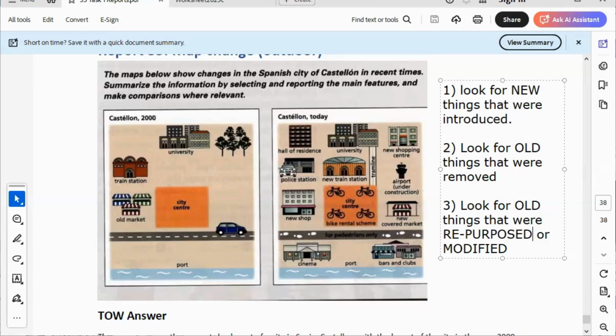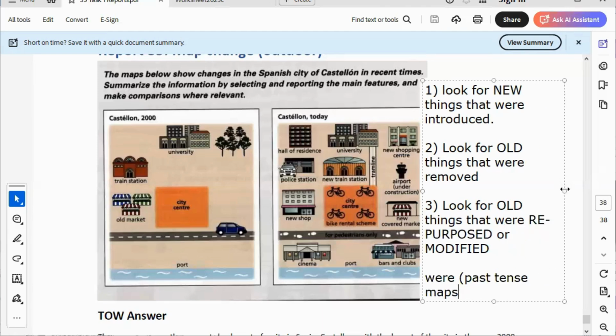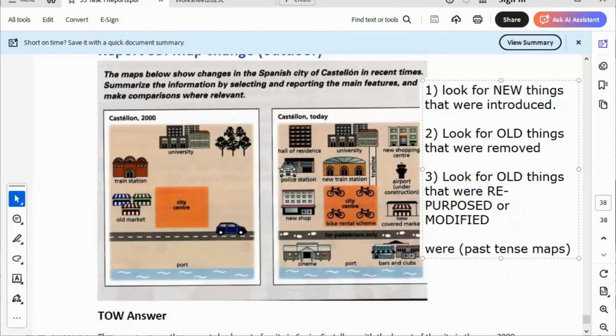Look for new things that were introduced, or that have been introduced, or that will be. Can you see the 3 tenses I'm using here now? We use "were" when it comes to past tense maps. In other words, if the dates on the 2 maps are past, then you're going to use words like "were". But if you have something like what you have here now, Castellon in 2000 and Castellon today, you are going to use present perfect tense. That's "have been". That's present perfect tense.